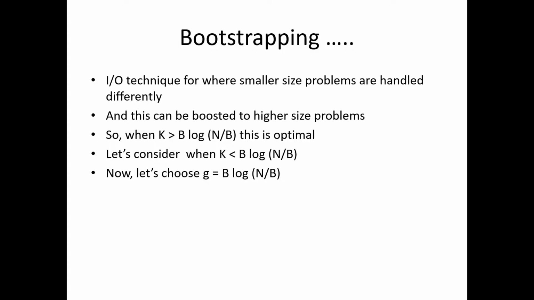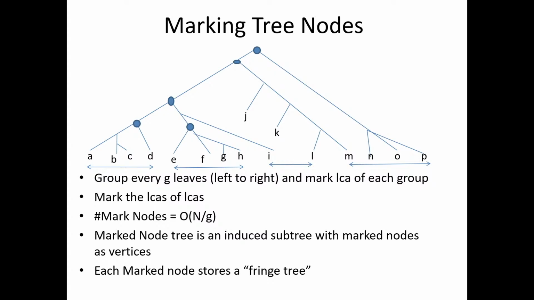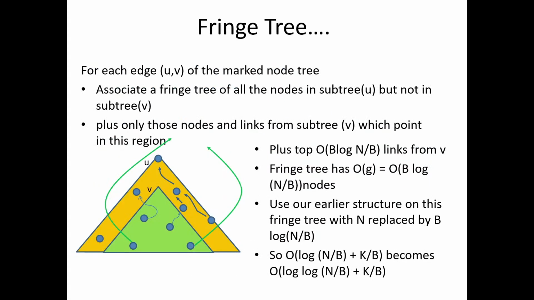If k is greater than B log n over B, then that is the optimal number of IOs. But if k is less than this, then what do we do? We choose g as a grouping factor, which is this factor. Then we group all the leaves by g, and then mark all the LCAs, least common ancestors, and their LCAs, and so on. So the number of marked nodes is going to be n over g. And then each marked node has something called a fringe tree. Let me show here.